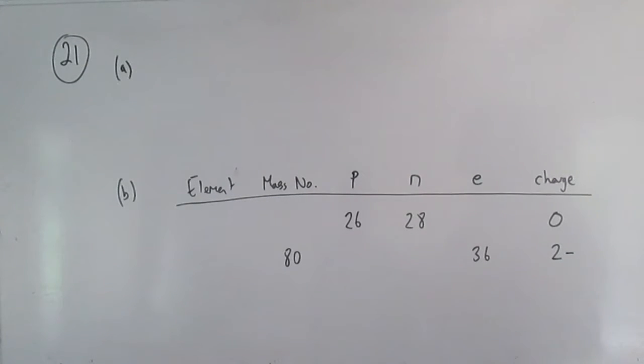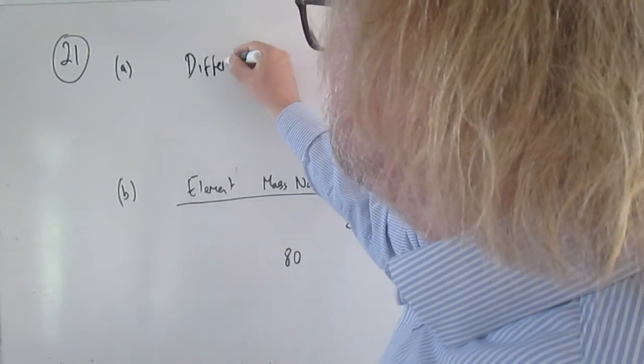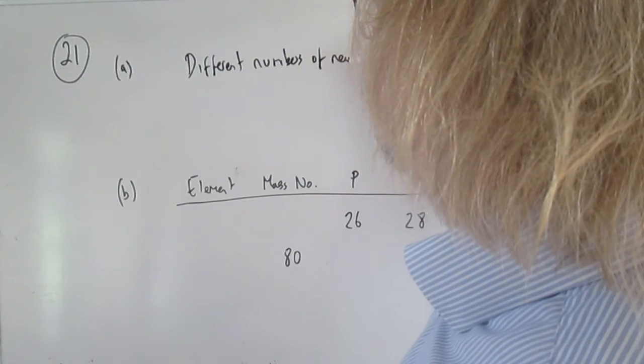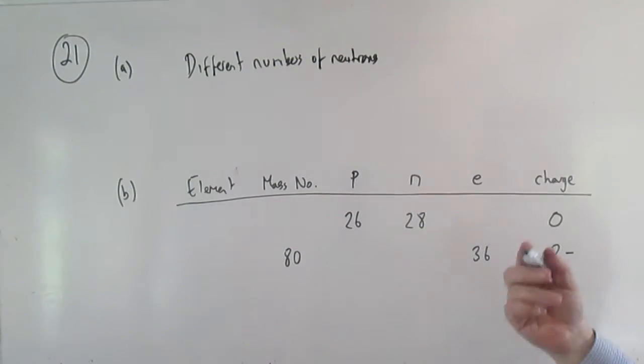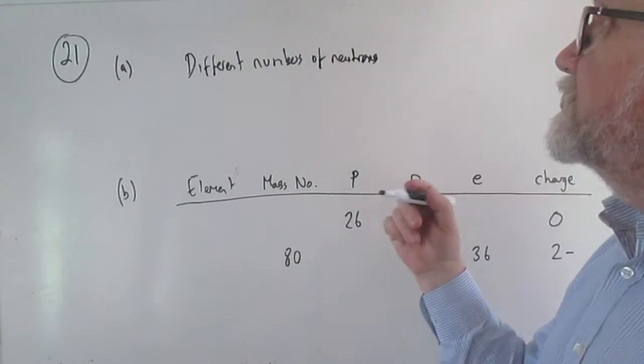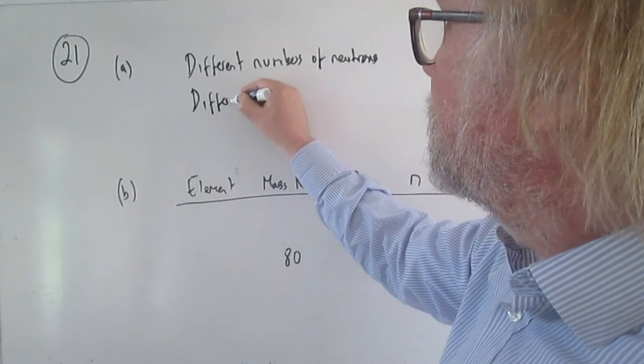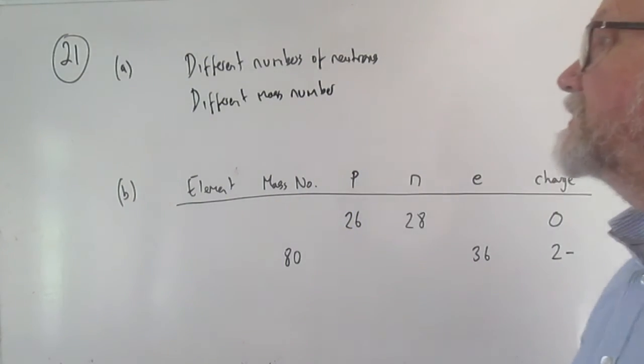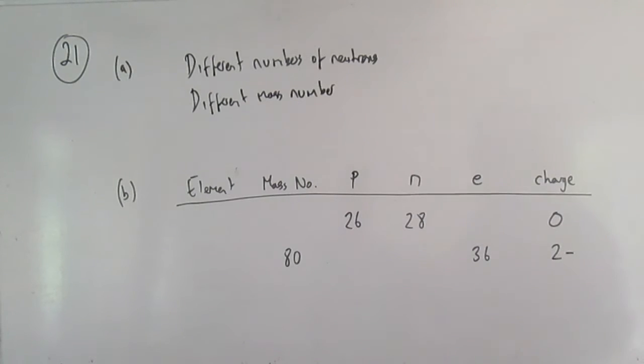Question 21 wants first of all two differences between isotopes of the same element. So the definition of isotopes, remember, is that they're atoms of the same element with different numbers of neutrons. So that's your first difference, the different numbers of neutrons. The consequence of that is that the mass number, which remember is the sum of the numbers of protons plus neutrons, will be different. So different mass number is the second consequence. Then we have to complete this table with the information it's given us.